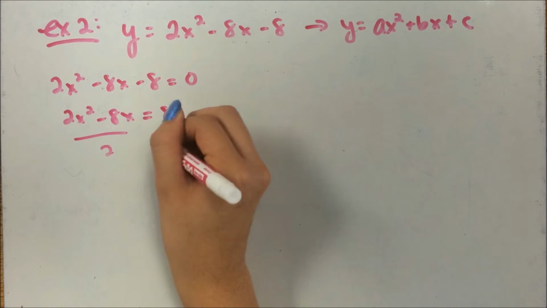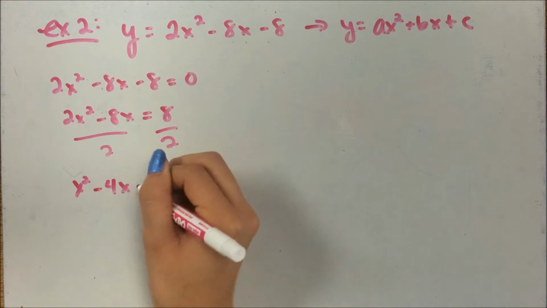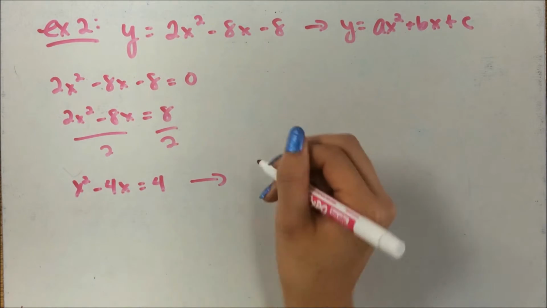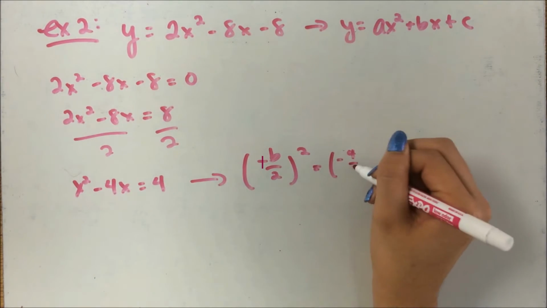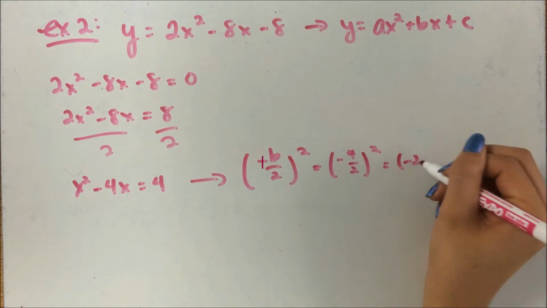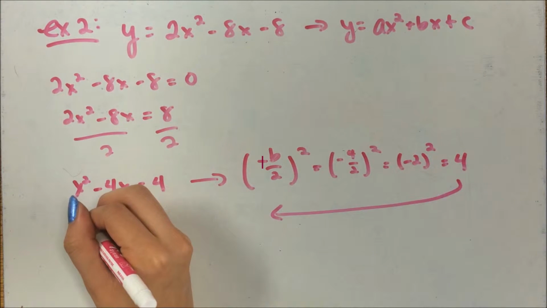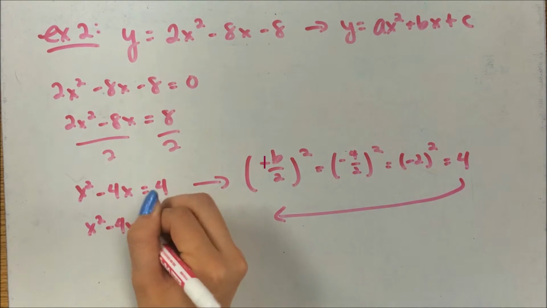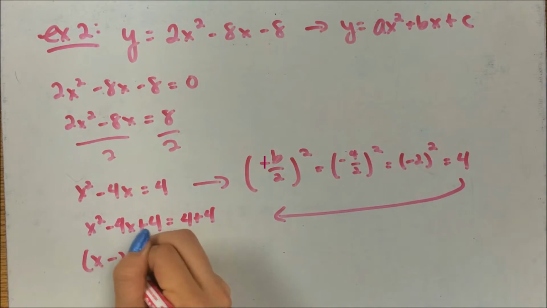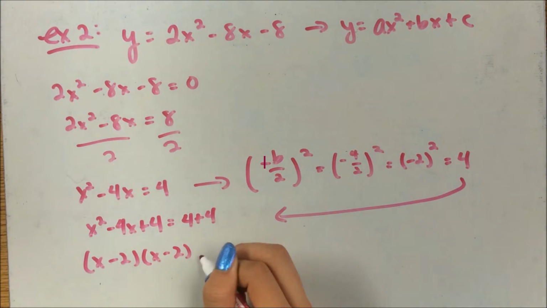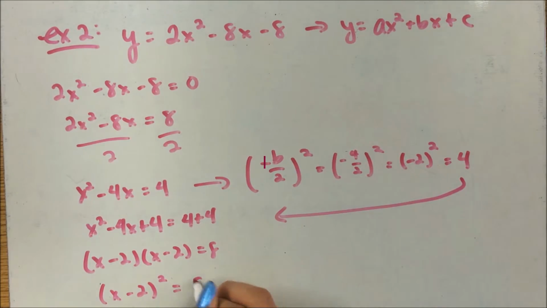Now we want a to equal 1, so divide each side by 2 to get x squared minus 4x equals 4. On the side, divide negative 4 by 2 to get negative 2 and square that to get 4. Go back to the equation and add 4 to both sides. Now change the left side into a square, which in this case is x minus 2 times x minus 2, or x minus 2 squared.